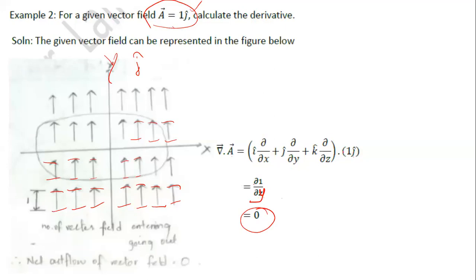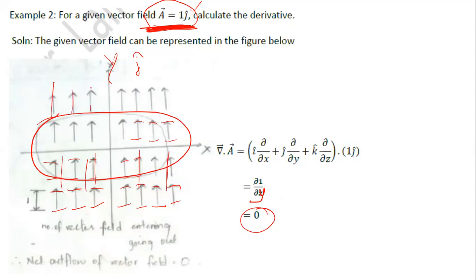So what we can see here is that the vector represented by this expression is like this. If you take any region of space here, the amount of vector field entering this space is equal to the amount of vector leaving this.